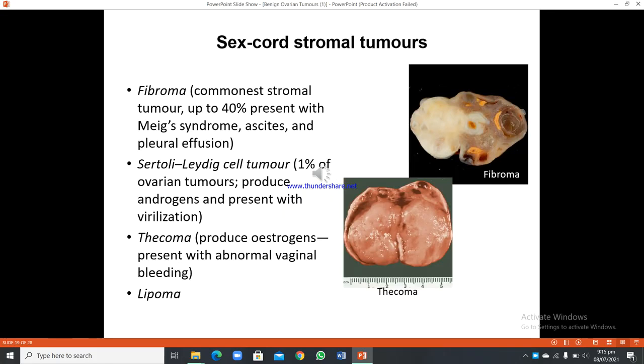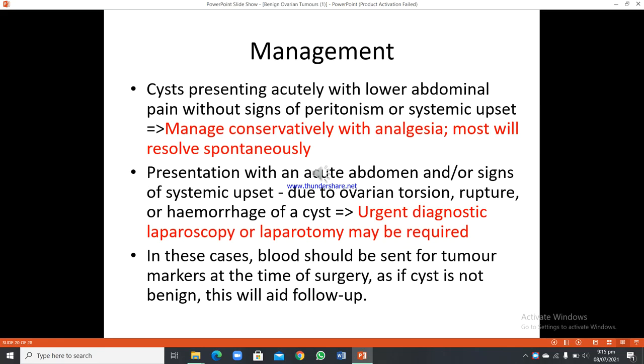Sex cord stromal tumors: fibroma, the commonest stromal tumor, up to 40% present with Meigs syndrome, ascites, and pleural effusion. Sertoli-Leydig cell tumor, 1% of ovarian tumors, produces androgens and presents with virilization. Thecoma produces estrogens and presents with abnormal vaginal bleeding. These are the sex cord stromal tumors.